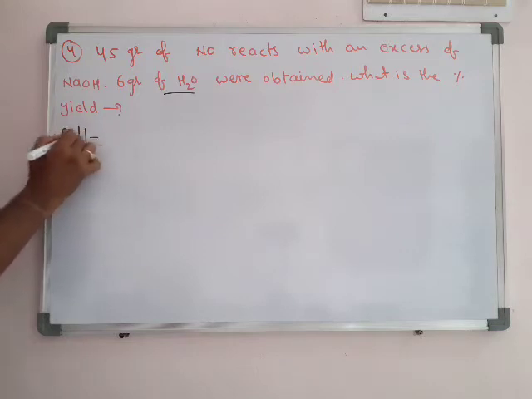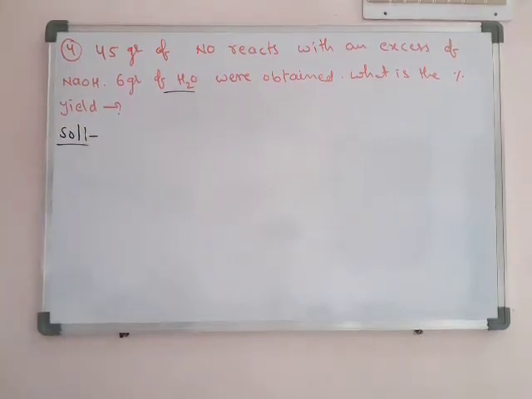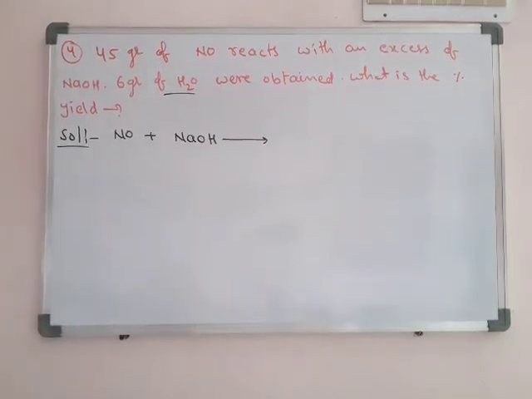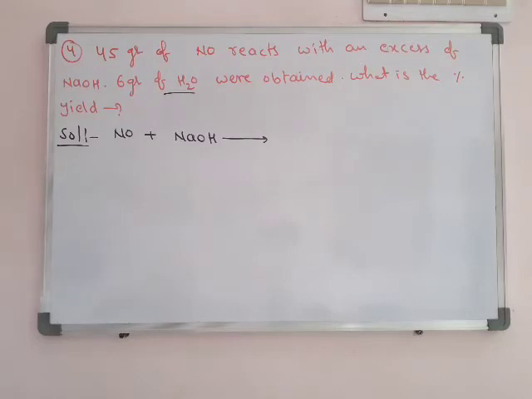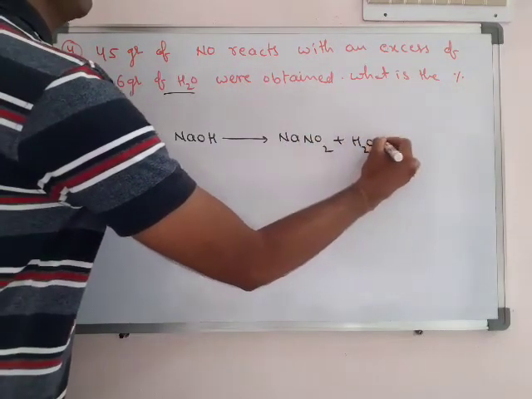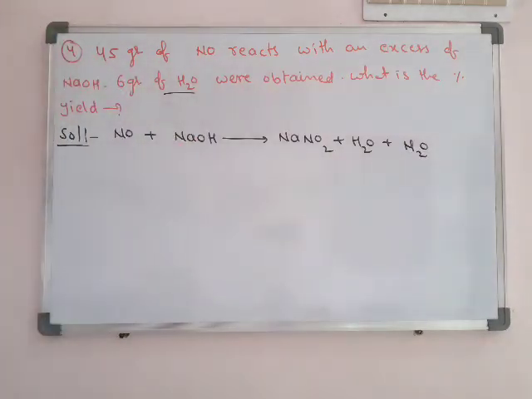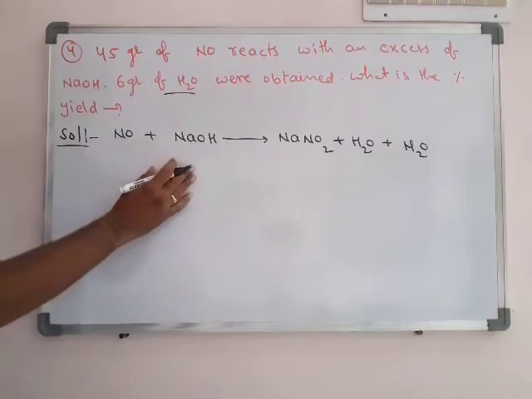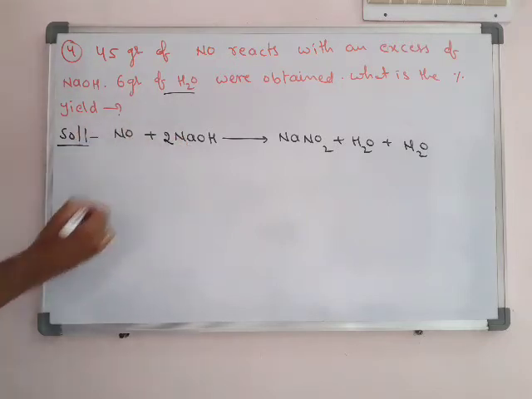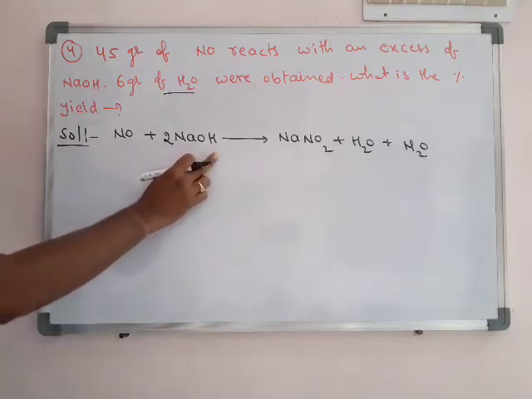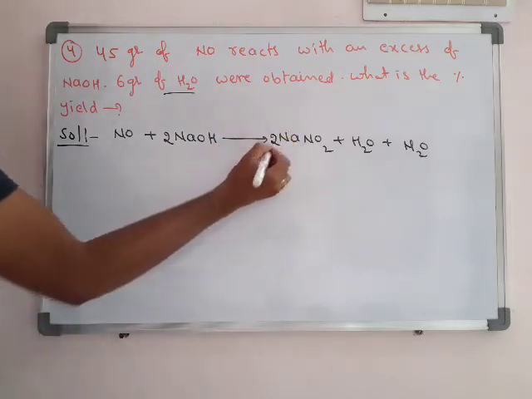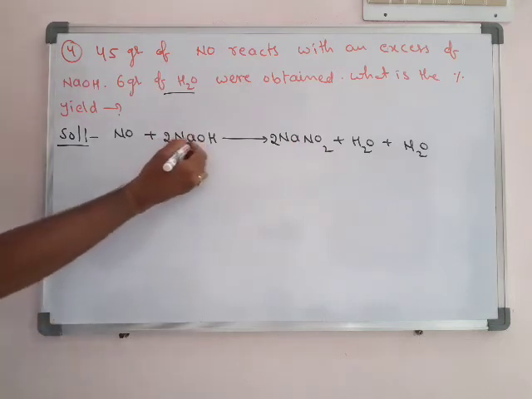So first, it is important that we know the reaction. When nitric oxide reacts with sodium hydroxide, there is a formation of sodium nitrite, water, and nitrous oxide. So first balance the equation. Two sodiums, two nitrogens, and here three nitrogens are given, total made it four. Two hydrogens balance. What about the sodium? Two sodiums. Oxygen becomes four.